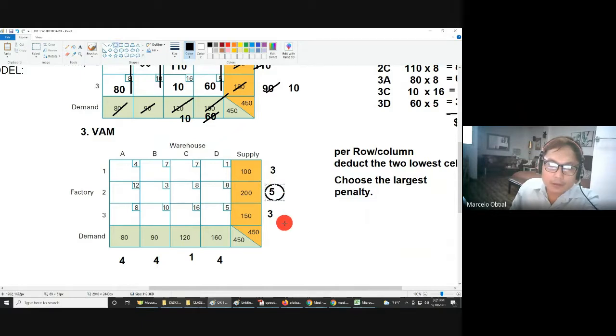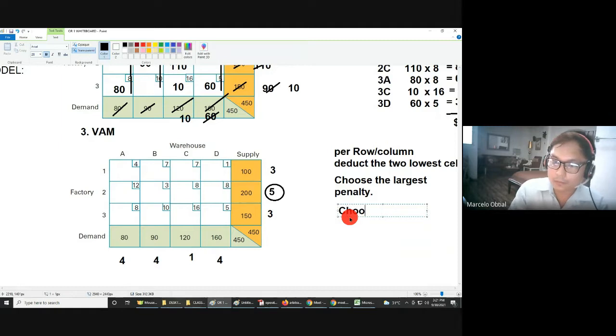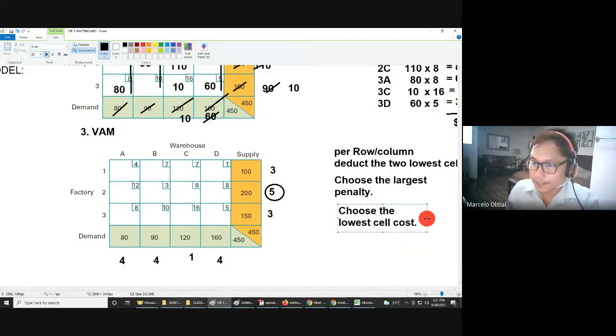So, that is factory 2. So, pipili pa rin tayo ng least na cost. Okay. Choose the lowest cell cost. Okay? After you locate the largest penalty.